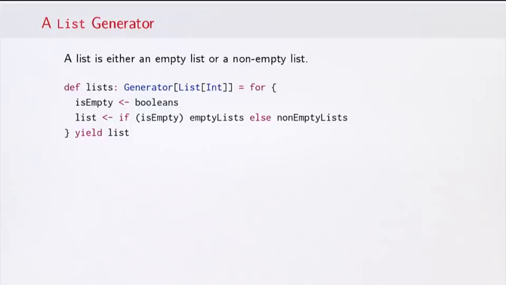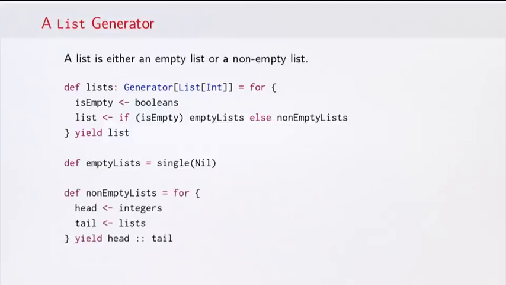Then if the coin gave us that the list should be empty, we always return the empty list. Otherwise we return a non-empty list. So how would we return always the empty list? Well, that's just the generator single that always returns a nil. How would we get a generator that generates a non-empty list?